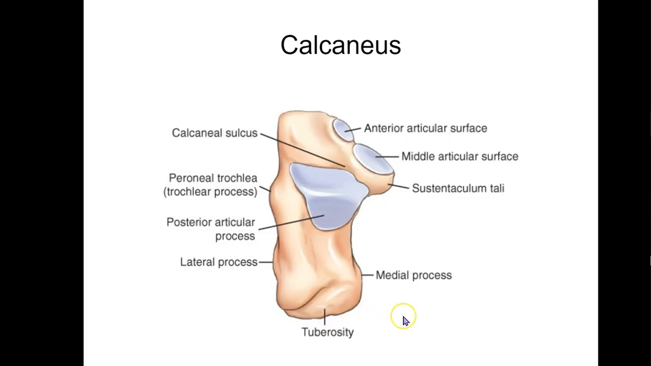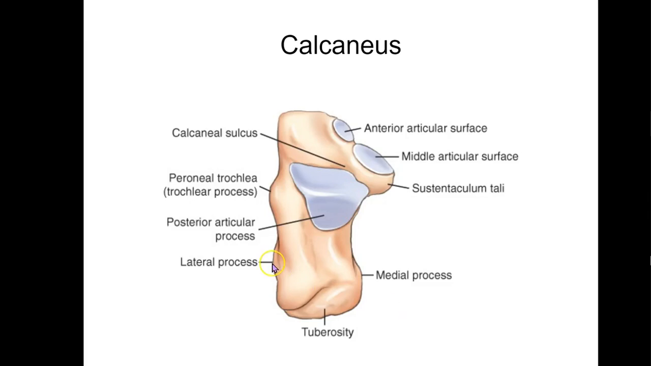The tuberosity can be a common spot for bone spurs, and those are sharp little hooks or outgrowths of bone that literally just grow out of that tuberosity. And of course, that can be very painful when you're walking or bearing weight. Now, the tuberosity is important because certain tendons attach to that tuberosity, including the Achilles tendon.